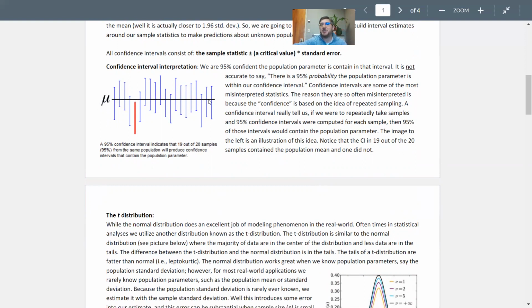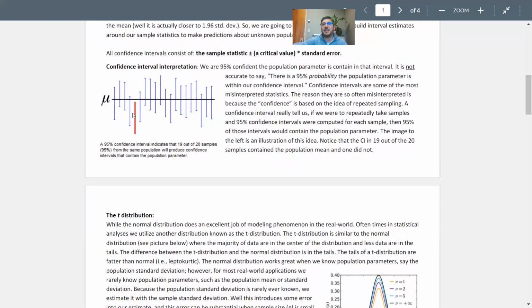So here's the population mean, mu. We take one sample, calculate the mean, and calculate a confidence interval. That confidence interval happened to contain the population mean. We take another sample, calculate the mean and the confidence interval, and that one contained the population mean. Same thing for samples 3 and 4. But then in sample 5, it did not. We took a sample from the population, calculated the mean and the confidence interval, and our confidence interval in this case didn't contain the population mean.